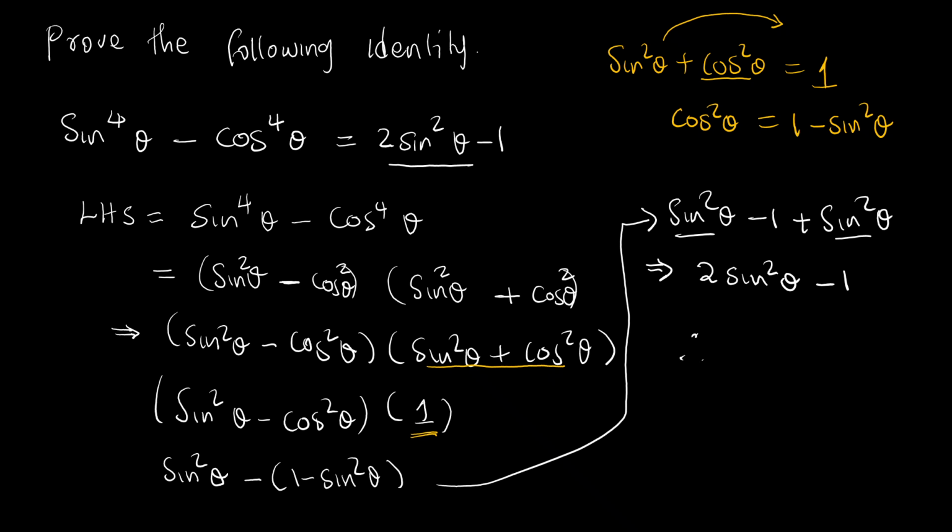So therefore now you can start celebrating. Left-hand side is equal to right-hand side. I know the feeling, guys, when you do this in an exam and you get it right. So this is how we prove the identity using the difference of squares.